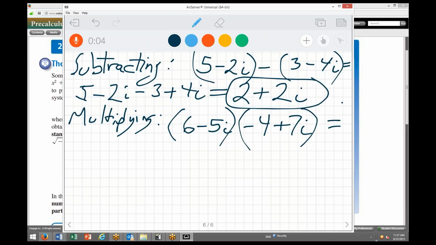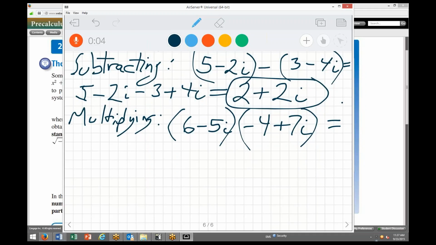If this sort of looks like situations you've had before with variables, like 6 minus 5x times negative 4 plus 7x, or 6x minus 5y times negative 4x plus 7y, yes, we're going to follow the same procedures to solve this. Many of you have been taught the term FOIL, capital F-O-I-L, the FOIL method of multiplying like this. If you have two terms in each of two parentheses and you multiply them together, you actually have to do 4 multiplications and then add up the like terms.